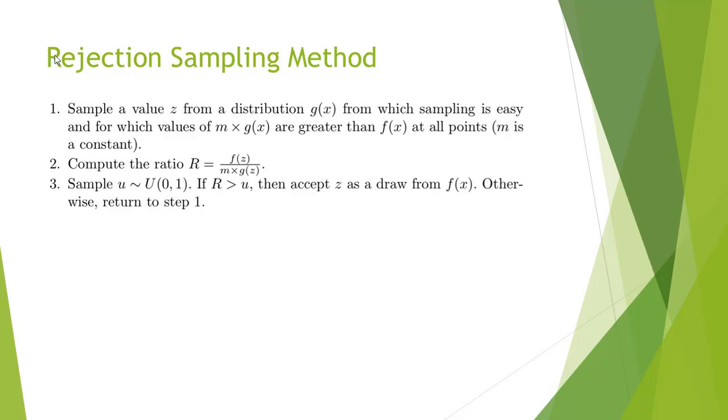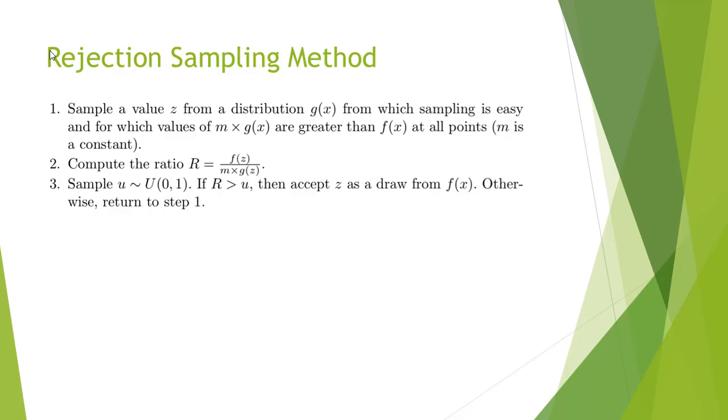Suppose we are given a distribution f(x). We don't directly draw samples from f(x). Instead, we want to find an easier probability distribution. Let's call this easier distribution g(x). We want to multiply g(x) by a constant M. We want to make sure that for every data point, M times g(x) is greater than f(x). We call M times g(x) the envelope distribution because it covers the entire area of f(x).